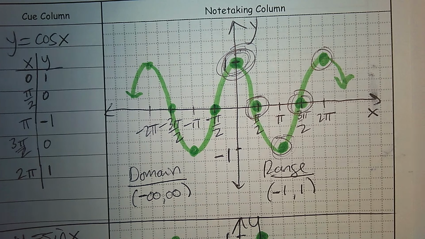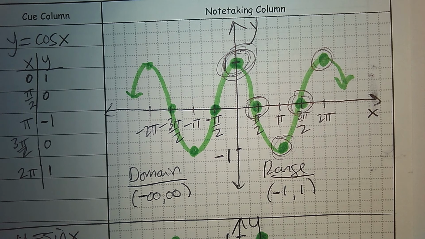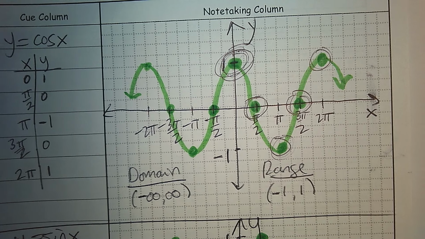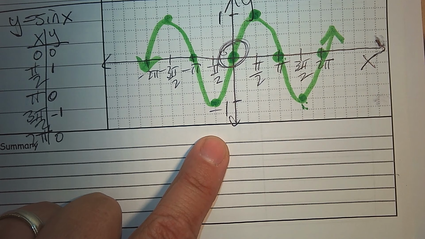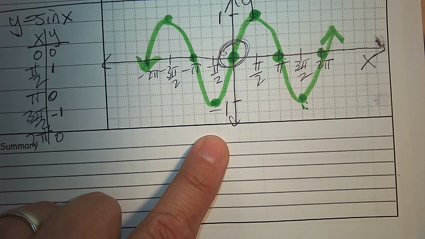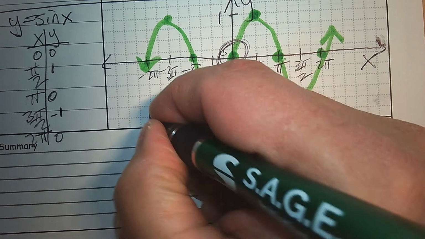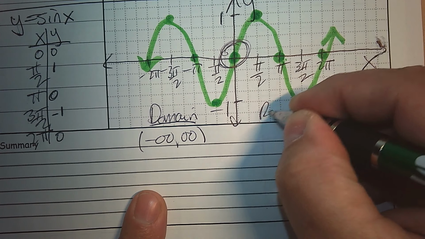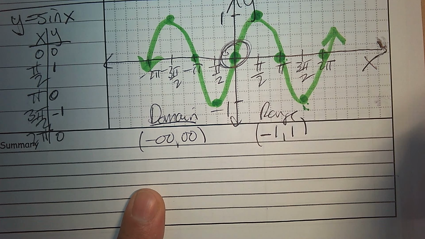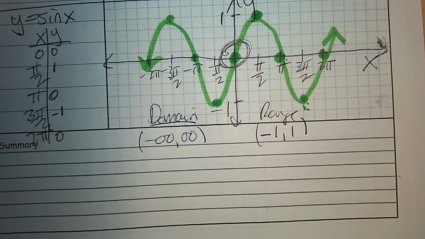What picture do they make? They make a wave. What's the difference between the two? Is where they start. Sine starts in the middle. Cosine starts at the top, and they have the same pattern and they make a wave. The domain, same thing. All real numbers. Range, same thing. It goes from -1 to +1. We're going to do one more.